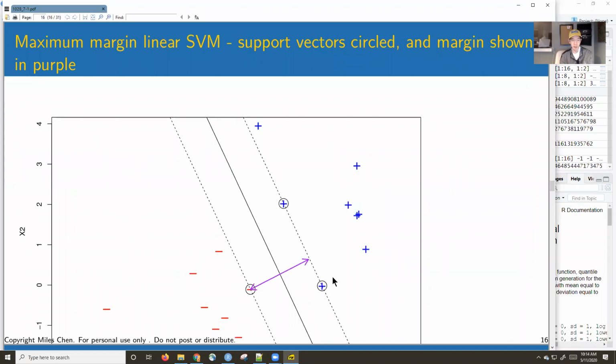Okay, so how do we? This purple line indicates the distance that we are going to try to maximize, right? So we're trying to maximize the margin. The margin's the perpendicular distance to the boundary.